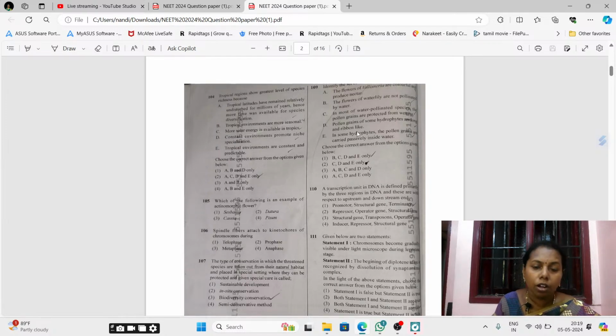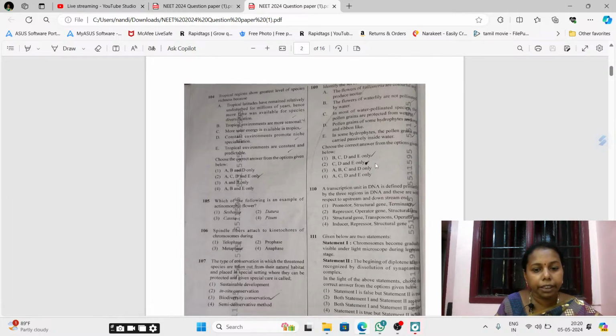Now, the next question: how many of the statements are correct? The flowers of Vallisneria are colorful and produce nectar is wrong. The flowers of water lily are not pollinated by water. Yes, correct. In most water-pollinated species, pollen grains are protected because of mucilaginous covering. That also is correct. Pollen grains of some hydrophytes are long and ribbon-like. Correct. In some hydrophytes, the pollen grains are carried passively inside water. Also correct. So except A, every statement is correct. So it is option A.